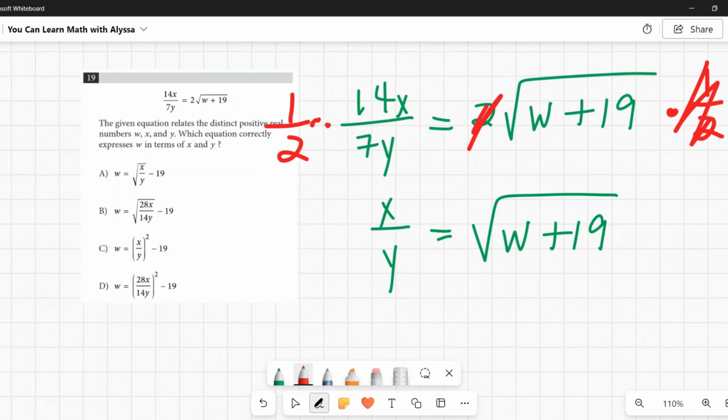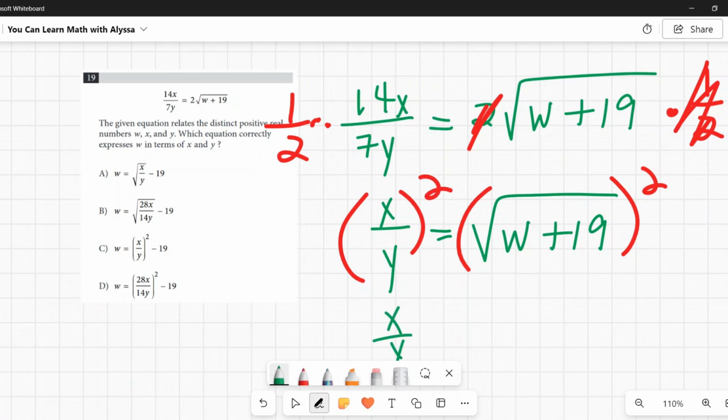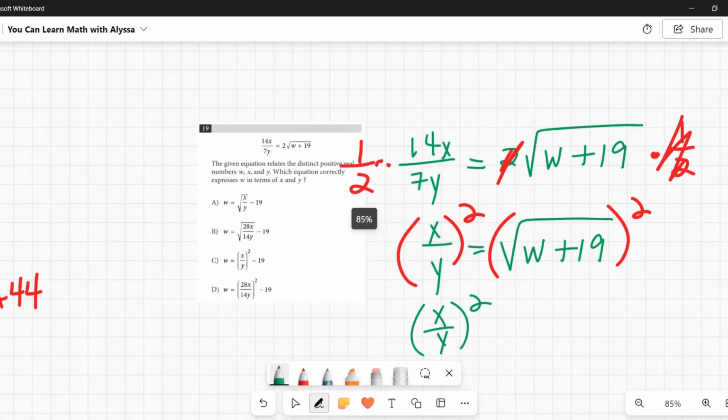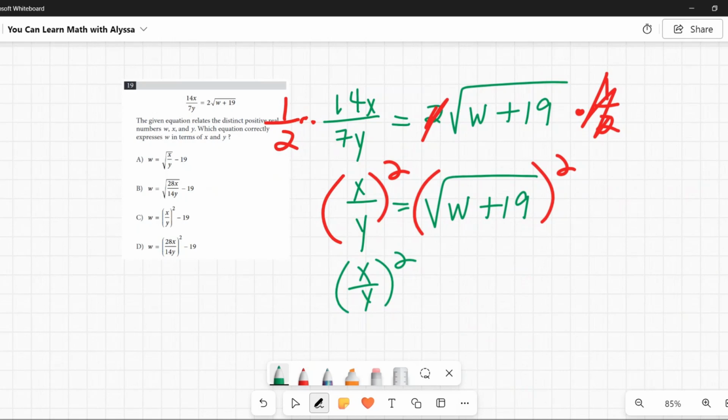To get rid of that square root, I need to square this whole thing. So I need to square both sides. So on the left, I have x over y squared. Let me zoom out a little bit. Running out of room as usual because they're writing too big. So x over y squared equals w plus 19.